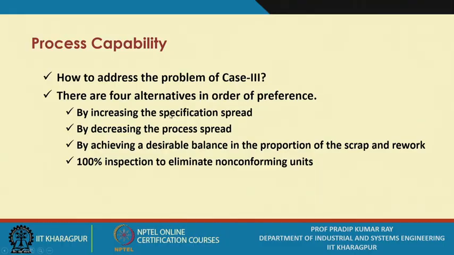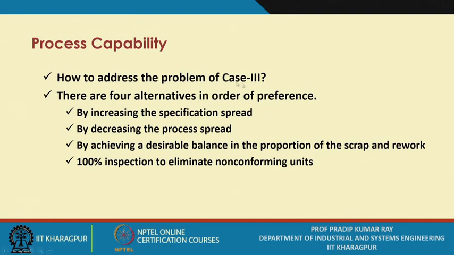So how to address the problem of case 3? There are 4 alternatives in order of preference. First, the alternative could be increasing the specification spread. Whose responsibility is this? Basically the designer's responsibility. Many a time we have found that you may unnecessarily have very tight tolerances. So can the design department change the specification spread, that means instead of very tight tolerance, can it be made slightly loose, wide? If that is feasible, no problem. There is a high chance that the process will produce very few non-conforming units.